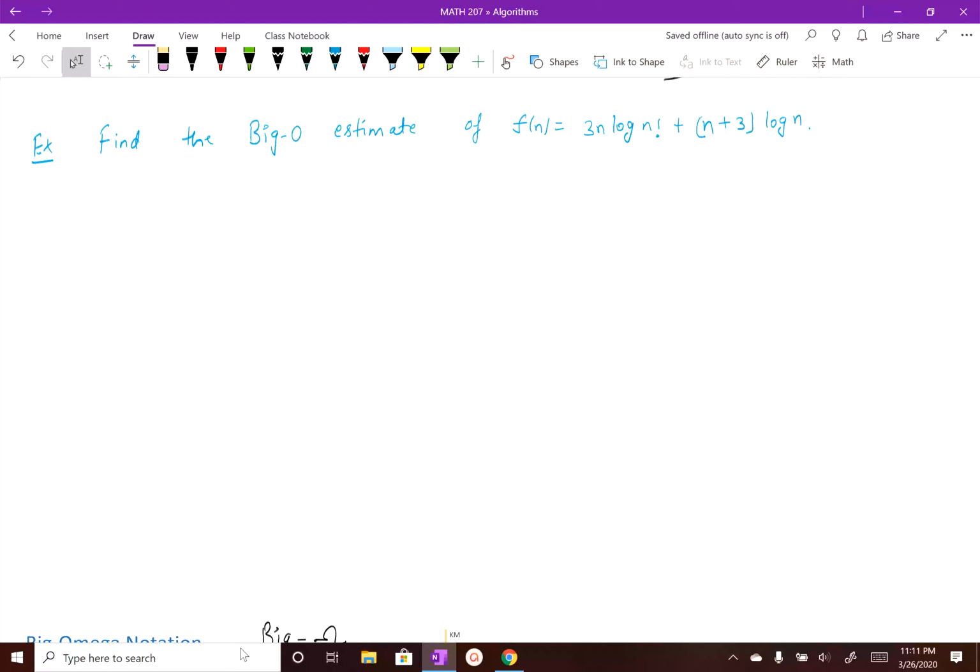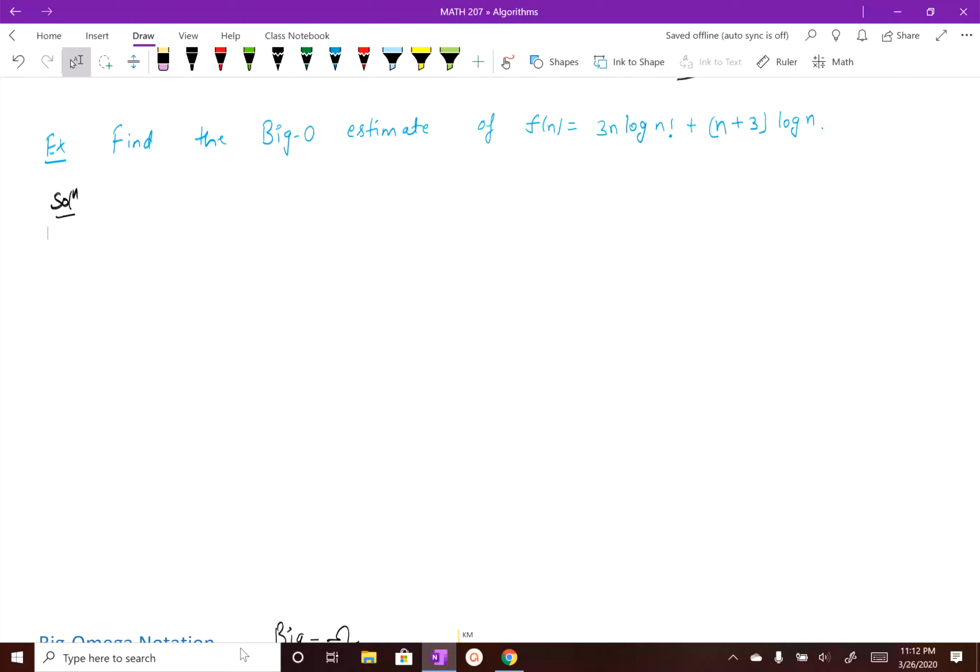This time let's suppose we have another kind of problem. Can you find the big O estimate of this given function f of n, where f of n is 3n log of n factorial plus n plus 3 times log of n. Now to get your big O estimate of this function f of n, let's rewrite this given function f of n as 3n times log of n factorial plus n times log of n plus 3 times log of n. Okay.